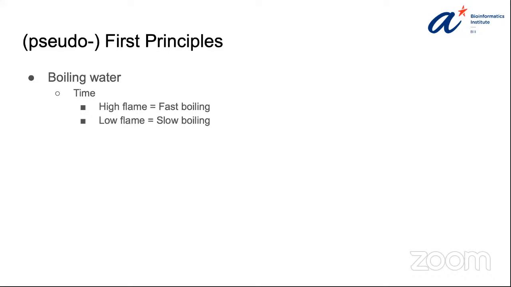So now, with the introduction of new variables, previously the variable was just fire on, fire off, right? Now not only does the fire have to be turned on, but it also has to be at a certain level for you to achieve boiling in a certain amount of time, right?